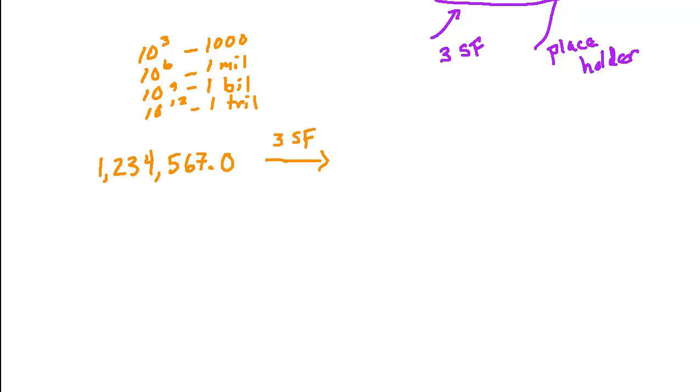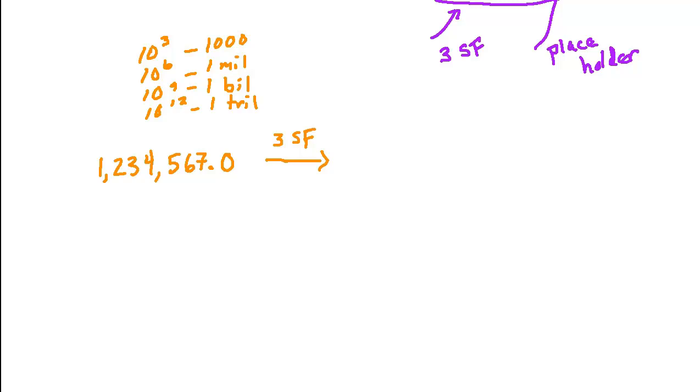So if you know your 3, 6, 9, 12 stop-off points, then you know anything in between there would be 10 million, 100 million, then you hit a billion. 10 billion, 100 billion, then you hit a trillion, and so on and so forth.